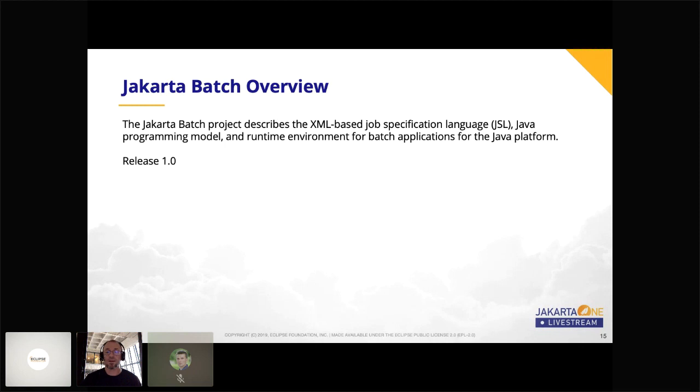Jakarta Batch Project describes an XML-based job specification language, or JSL, Java programming model, and runtime environment for batch applications for the Java platform. So the specification ties together with the Java API and the JSL, allowing a job designer to compose a job in XML form, Java application artifacts, and conveniently parameterize them with values for an individual job. This structure promotes application reuse and artifacts across different jobs. So the key features are checkpoint, restart, steps, XML configuration, and partitions. Release 1.0 is part of Jakarta EE8.